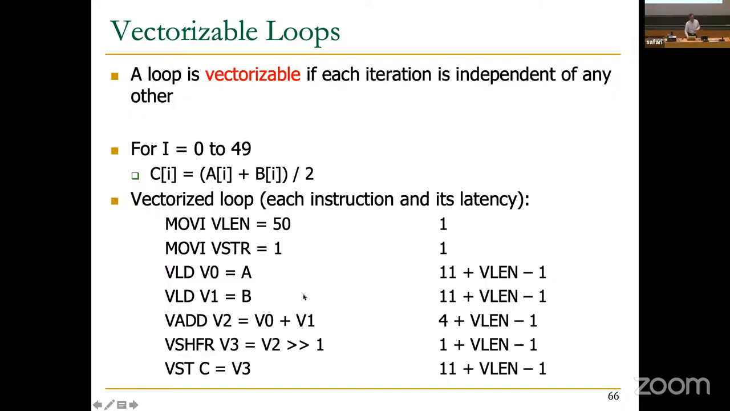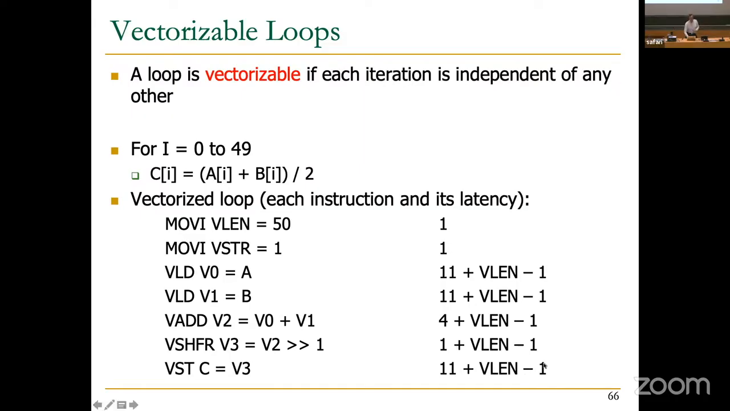This is it, basically. Our vector length is 50. We initialize a vector length register that way. Our vector stride is 1 because we laid out our arrays nicely. And then the first instruction is vector load into V0, vector register 0, starting from address A. And this automatically says to load the next 50 elements starting from address A into vector register 0.